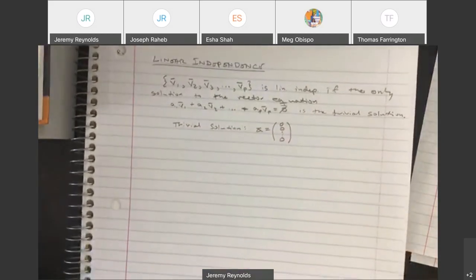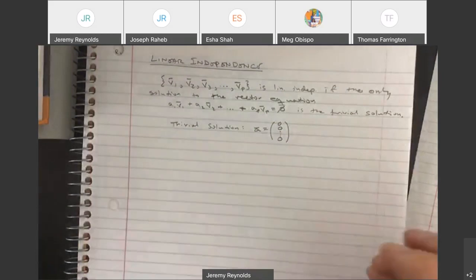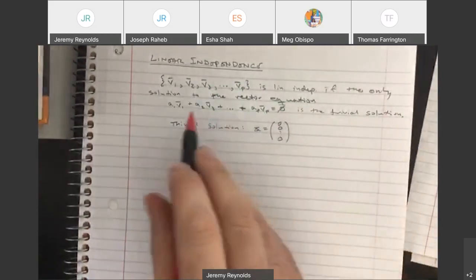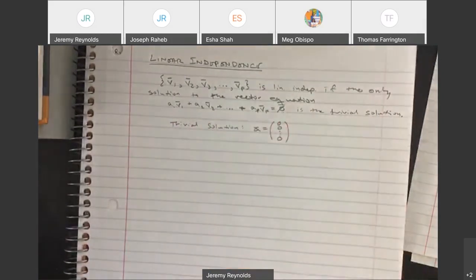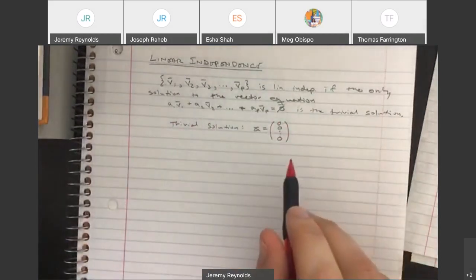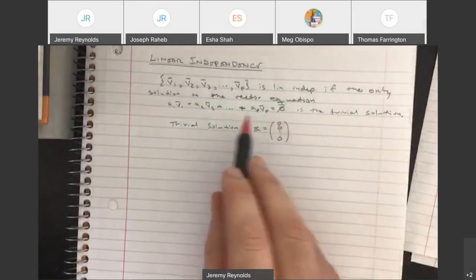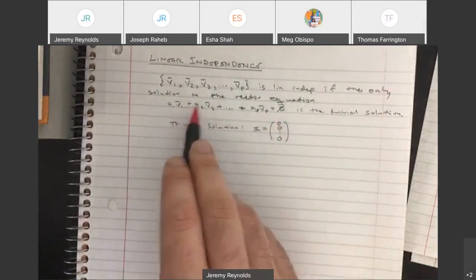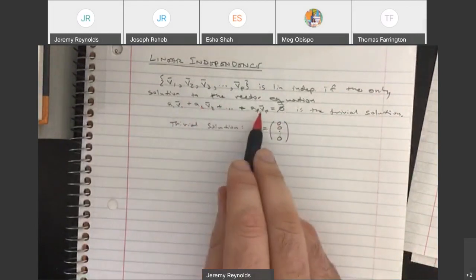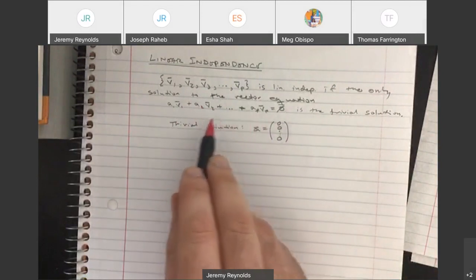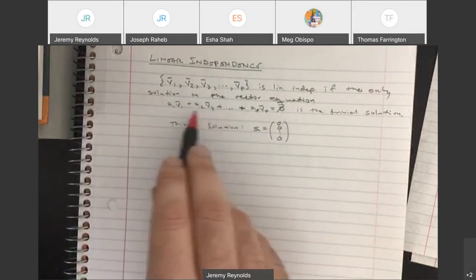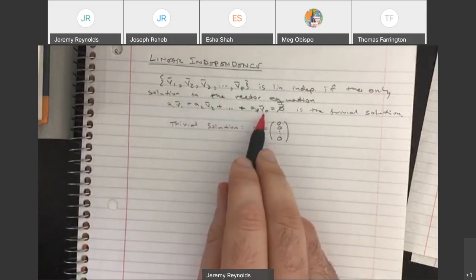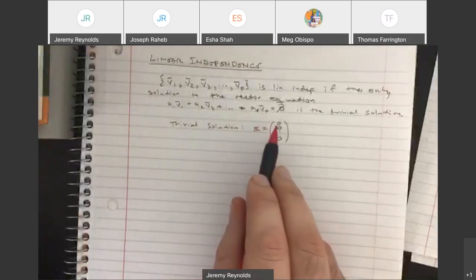So basically what this is saying is the only way to make a linear combination of all these vectors equal to the zero vector is if they're all 0. And what does that mean? It means that there's no way of combining any subset of the vectors to create another member of the set. There's no way we can take V1, V2, V3, V4 and add them up with any scalar multiples to create VP. So that's what linear independence is.